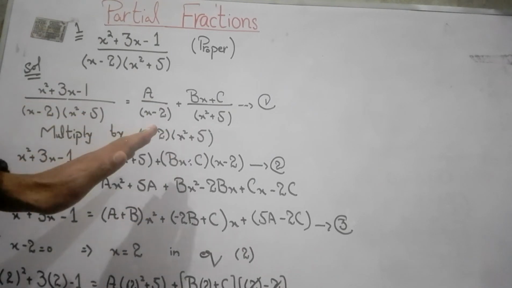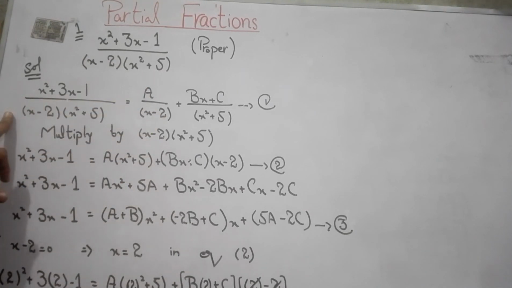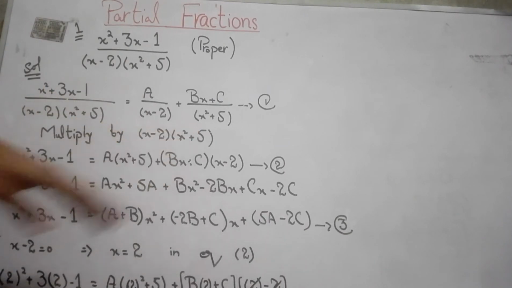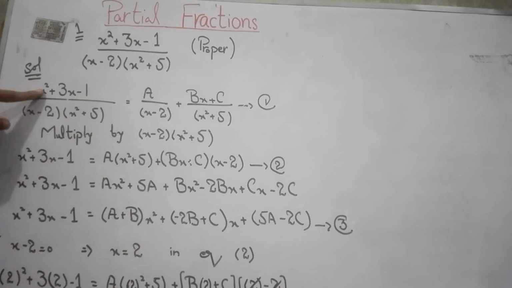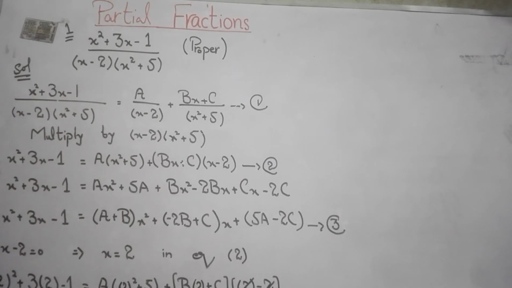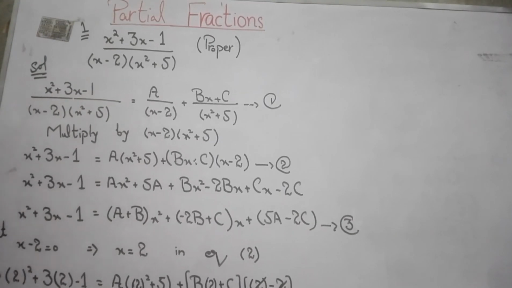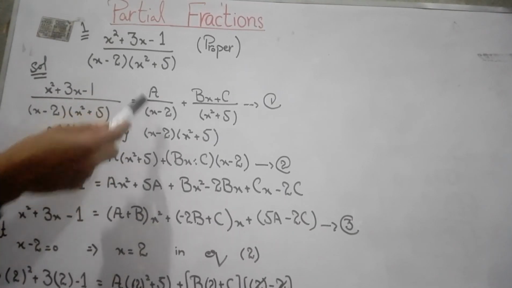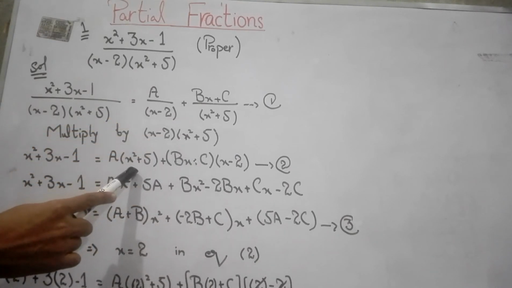Now multiply this equation by the denominator of the left hand side. The denominator of the left hand side will cancel out, and only the numerator will be left, which is x squared plus 3x minus 1. Students, it is quite clear now. x squared plus 3x minus 1 is equal to a, the x minus 2 cancels by itself, and (x squared plus 5) is multiplied by a.